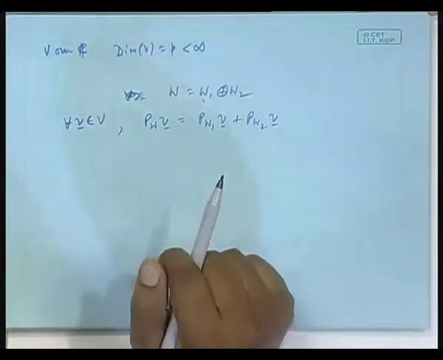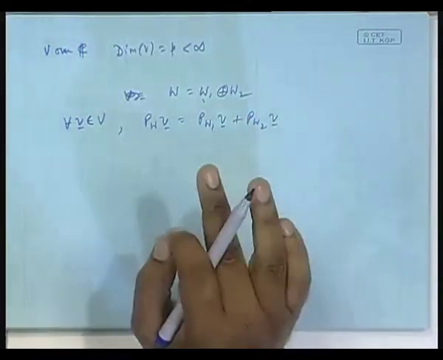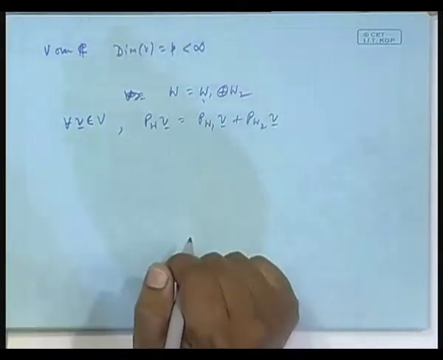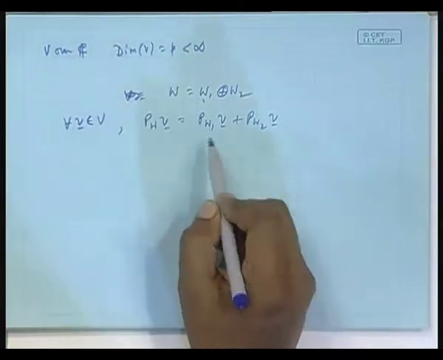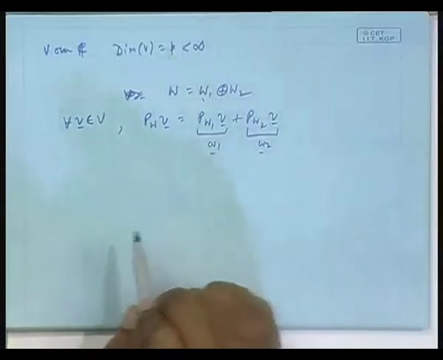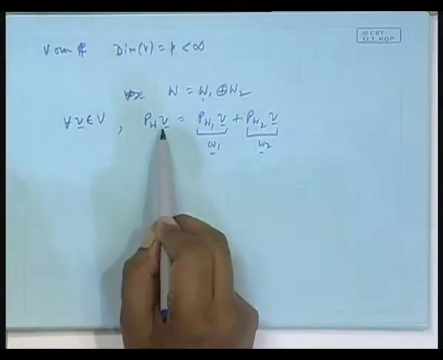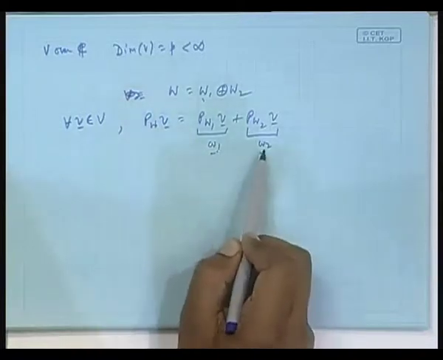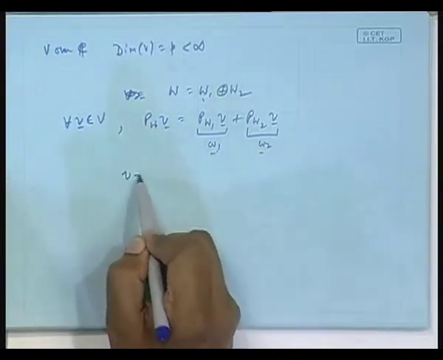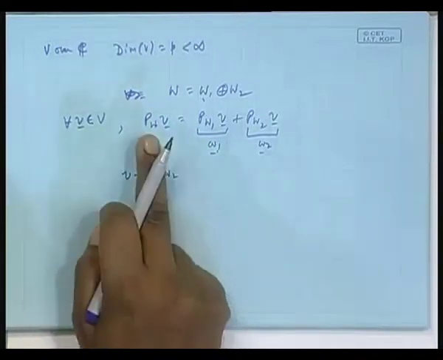Even otherwise you can see, just as a mathematical exercise, suppose you don't know that form, even then we can easily prove it. Suppose this quantity I call small w1 vector, this quantity I call w2 vector, then is it that this projection is indeed w1 plus w2? That means, is it that v minus w1 minus w2, this error, is orthogonal to W?